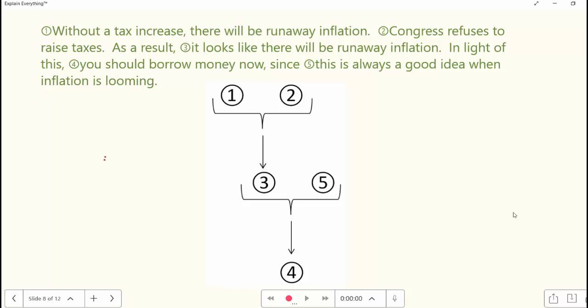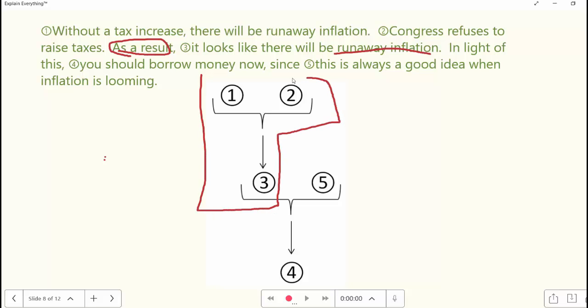Notice even if you didn't have 3 stated, and even if you didn't have this conclusion indicator, just by this information alone, because you know if Congress refuses to raise taxes, then there won't be a tax increase. Then, since there's not going to be, this tells us if you don't get a tax increase, there's going to be runaway inflation. 2, Congress refuses to, so you're not going to get a tax increase. Therefore, you're going to get runaway inflation. So that covers this portion of the diagram.